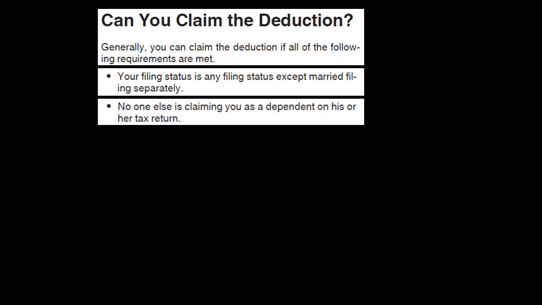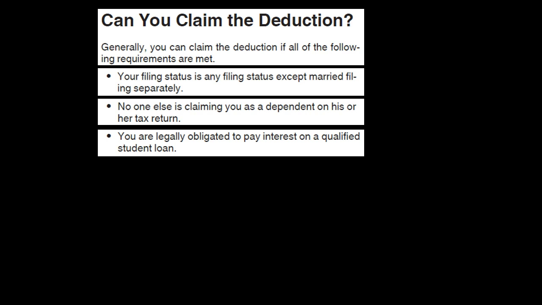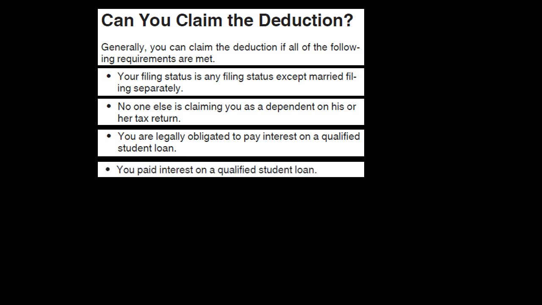Next item. No one else is claiming you as a dependent on his or her tax return. So you're not being claimed as a dependent on another tax return. You are legally obligated to pay interest on a qualified student loan. So we're talking about the student loan interest. So you have to be legally required to pay the interest on the student loan. You paid interest on a qualified student loan, meaning you actually paid the interest on the student loan. So the requirement was there and you fulfilled the requirement by actually making the payment.